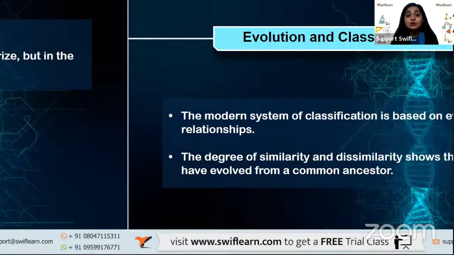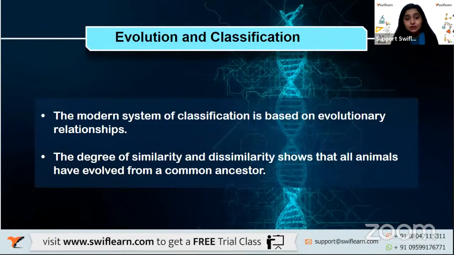Now, evolution and classification. The modern system of classification is based on evolutionary relationships. The degree of similarity and dissimilarity shows that all animals have evolved from a common ancestor, isn't it? So if all of us have evolved from a common ancestor, you can just see in front of us how people on different continents look so different from each other. How has it happened? It has happened due to the inheritance of the traits that were required.